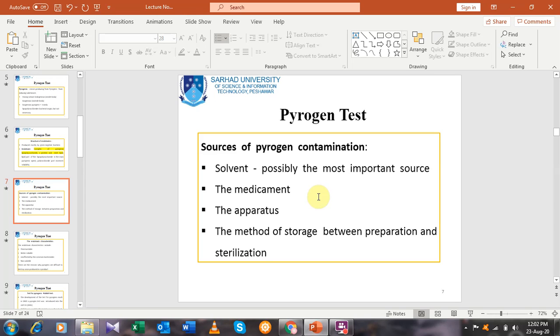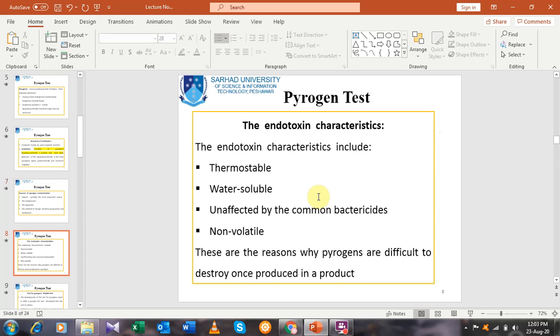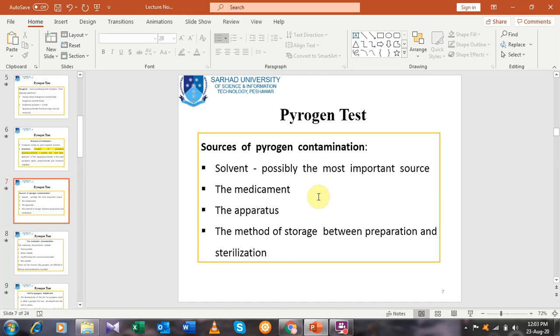And the last one is the method of storage between preparation and sterilization. If we prepare the formulation and we are going to store it, then from the preparation to the sterilization process, the pyrogen may become part of the formulation or preparation that we have prepared. That's why aseptic techniques, the proper standard operating procedure during storage, should also be maintained in order to avoid contamination from the pyrogen, because there are several reasons that pyrogen contains the endotoxin.